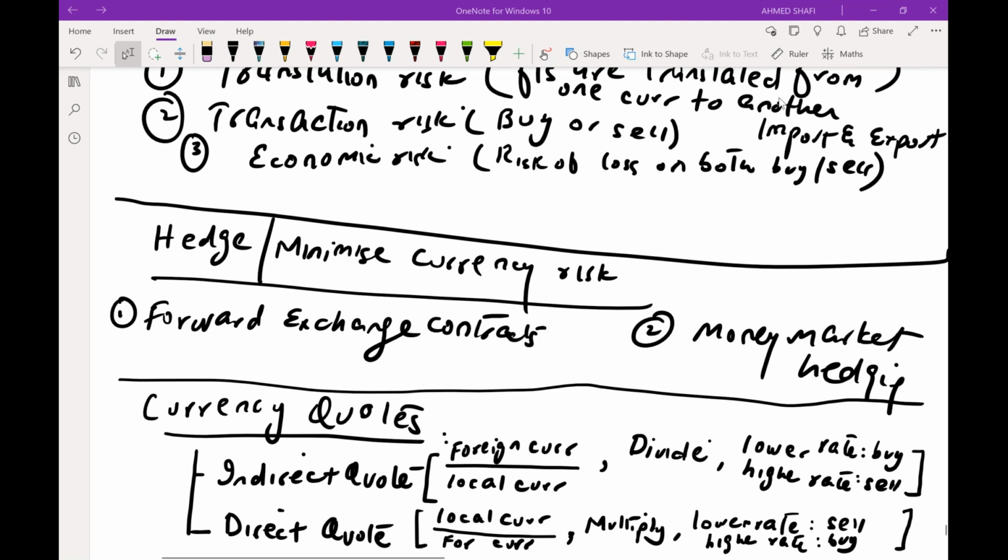Then you are given the deposit and borrowing rate. So deposit and borrowing rate of shilling is given: 3.6%, 4%. These are the annual rates of deposit and borrowing in shillings, and deposit and borrowing rate of dollar is given. This is the total information of a currency risk management question.